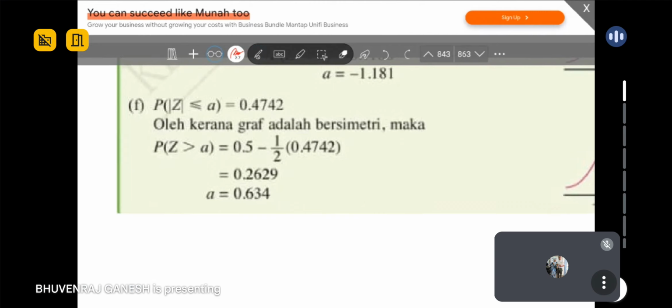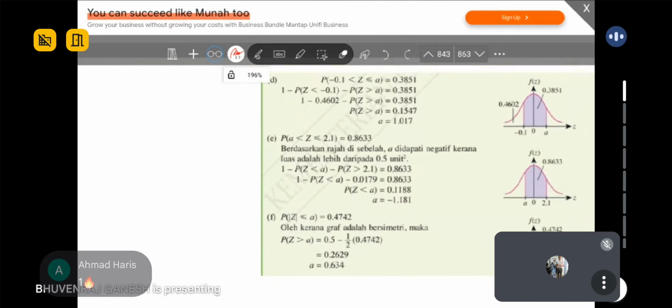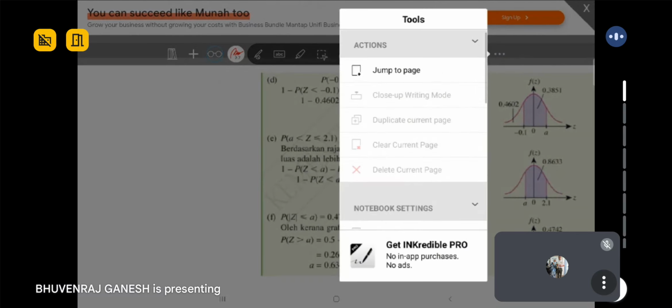Soalan F, 1 or 2? Can you comment? 1, okay. I trust your number 1 a lot. Okay, next one.